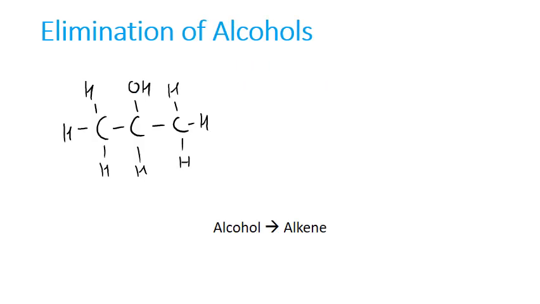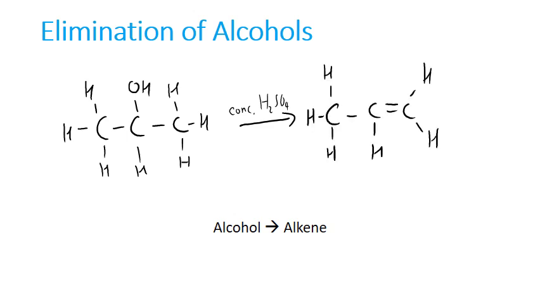So, elimination in alcohols. The reagent that we need to do this type of reaction is concentrated sulfuric acid. And in that reaction, we remove the OH and the H, forming a carbon-to-carbon double bond, and also water is the byproduct. So any sort of elimination reaction between an alcohol to an alkene involves the use of concentrated sulfuric acid.